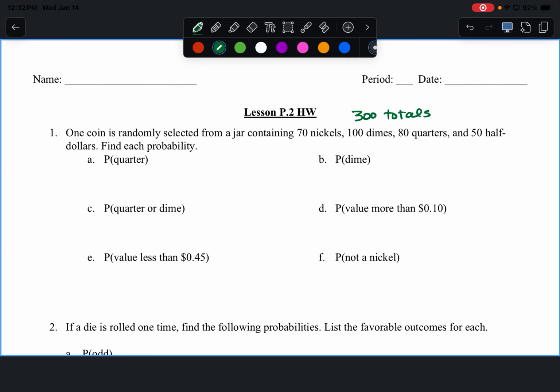Okay, I say that because in order to calculate a probability, you take the number of favorable outcomes and divide it by the number of total outcomes. So you need to make sure you know the number of total, which in this case is 300. Okay, you can write it as a fraction and simplify it, or you can write it as a fraction and write the decimal. Either way works. Okay, so that's that one.